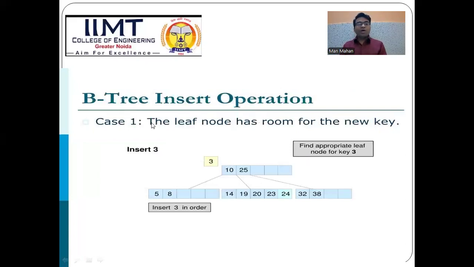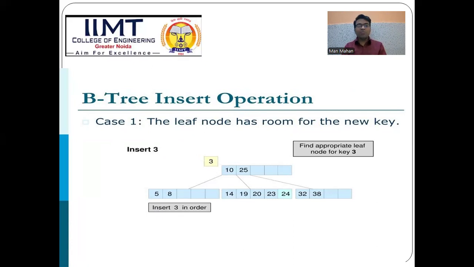Now we take another example of B tree insertion operations. There are three cases when inserting. Case 1: the leaf node has room for the new key. If we want to insert 3, first of all we find the position of 3. In the example, 3 is in the left subtree of the tree. So between 5 and 8, we insert 3 in order, at its particular position.